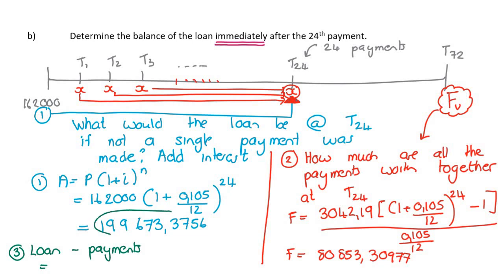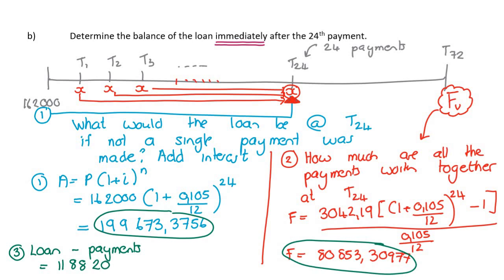And so basically that means that amount, subtract that amount with all those wonderful decimals. Try to use the answer button on your calculator a lot, and I get 118,820, and I'm going to round off now, which is 7 cents.